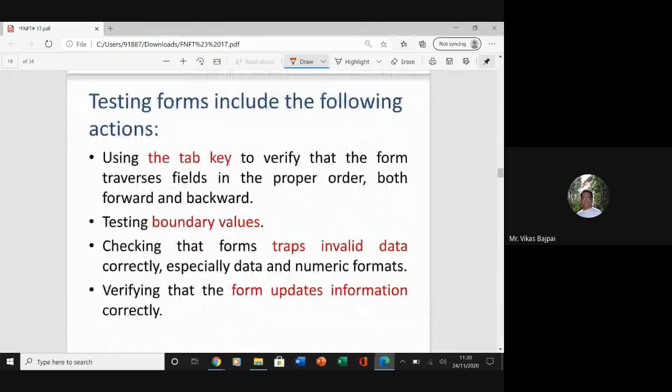So testing the form includes the following actions. Use the tab key to verify that the form traverses fields in the proper order, both forward as well as backward. Then I need to test the boundary values. I need to check that forms trap invalid data correctly, especially the data and numeric formats. Verifying that the form updates the information correctly, right? So that particular part is also something which is very crucial.